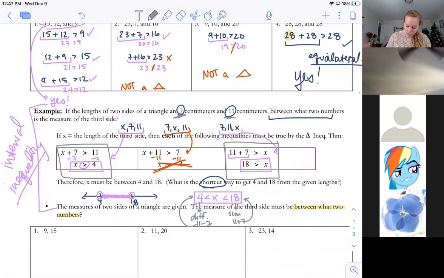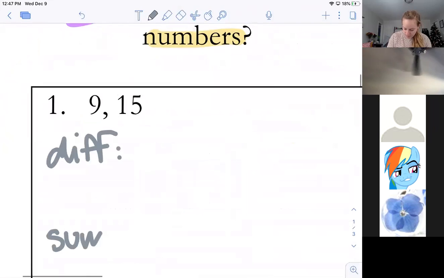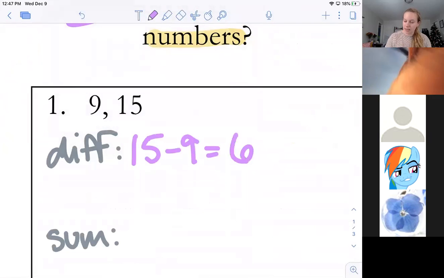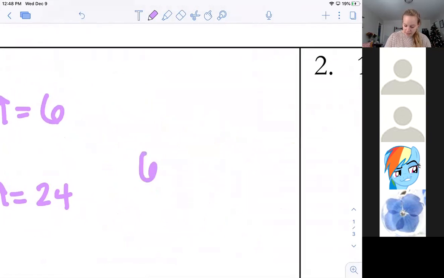So for example, I'm going to do this first one right here, 9 and 15. We're going to do the difference. We're going to do the sum. My difference will be 15 minus 9, which is 6. I knew to write 15 first and not 9 because 15 is positive and I don't want my side to be negative. We already said that it doesn't make sense for a side to be negative. My sum, it doesn't matter what order you put it in because addition is commutative, and that's 24. 15 plus 9 is 24. So I've got 6 is less than x, which is less than 24.